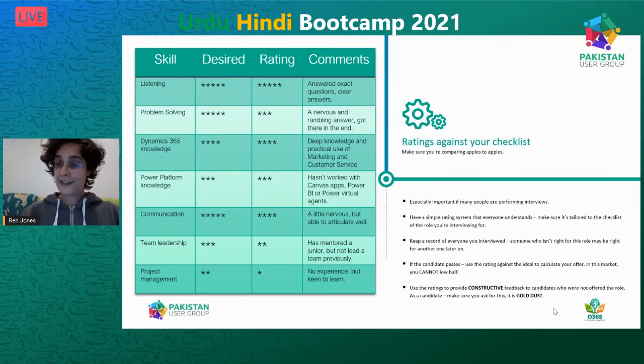And lastly, if you're interviewing, we want to use these ratings, firstly, to give constructive feedback. So if a person didn't pass the interview, please tell them where they fell down and how they can improve in the future. And if you're interviewing and you don't hear back from the company, make sure you ask for this. It's real gold dust to be improving yourself in your career.